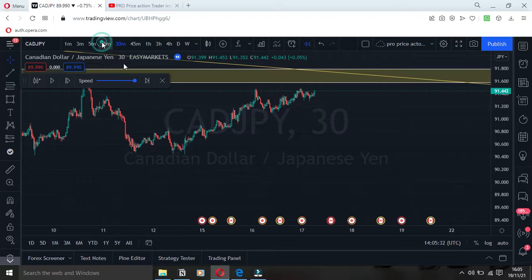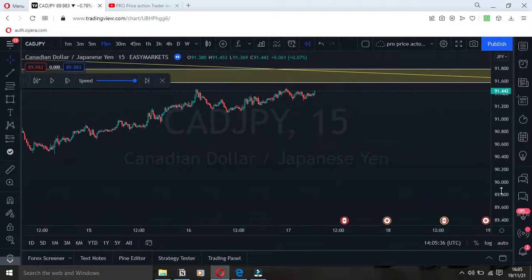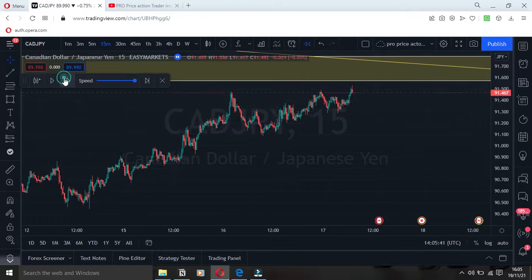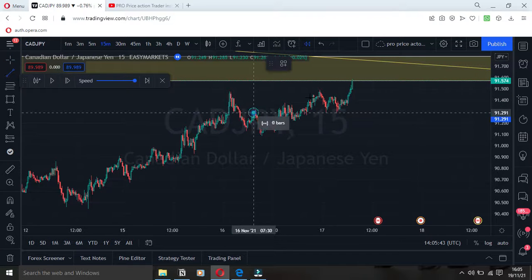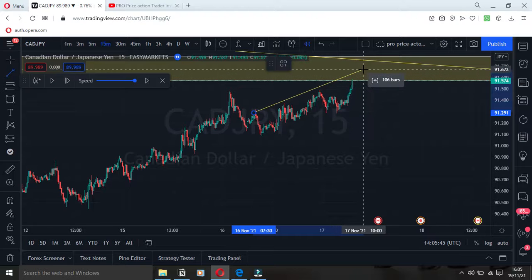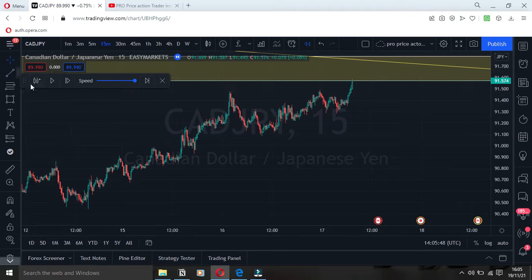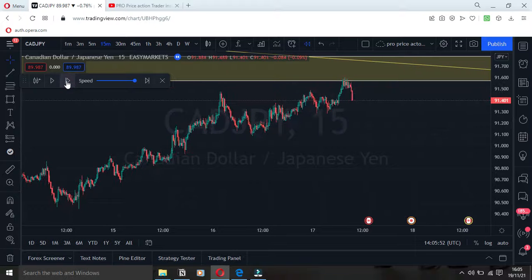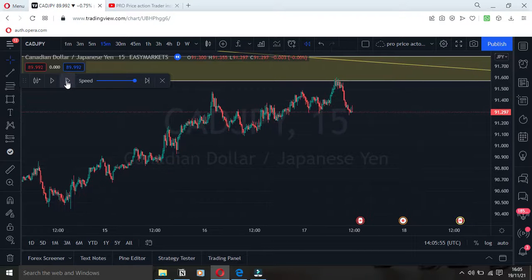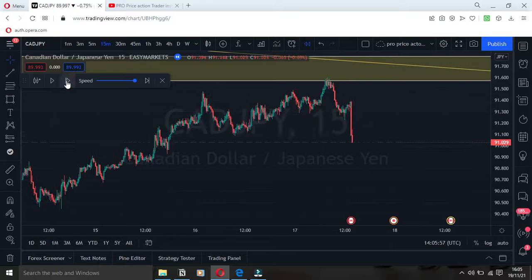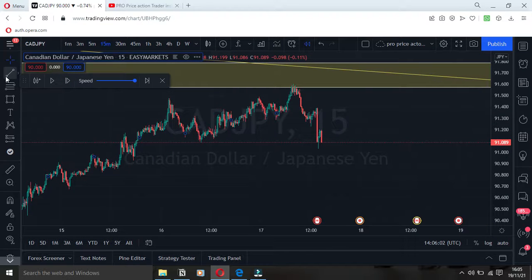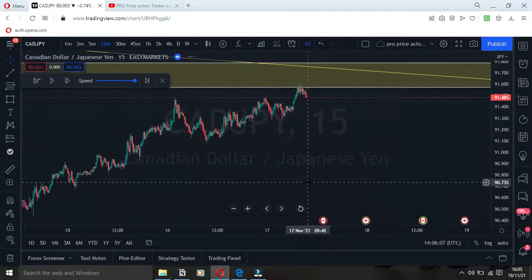Let's move to a 15 minutes time frame. Price started to create a structure over here. Let's identify the market structure now, but it's not clear. Let's wait until it is clear. It's really not clear right now. Let me rewind a little bit. You can see now we had our clear structure over here.